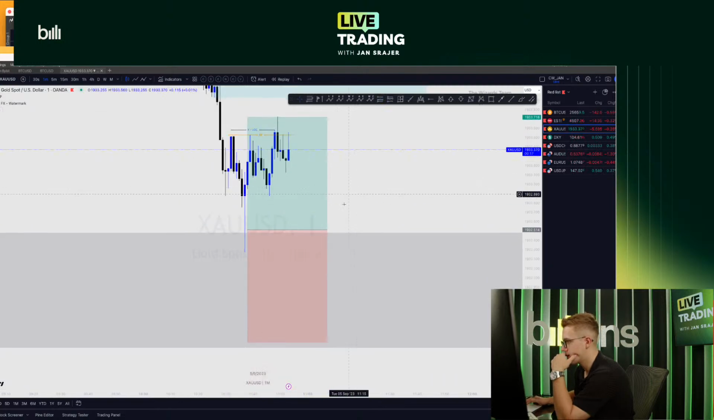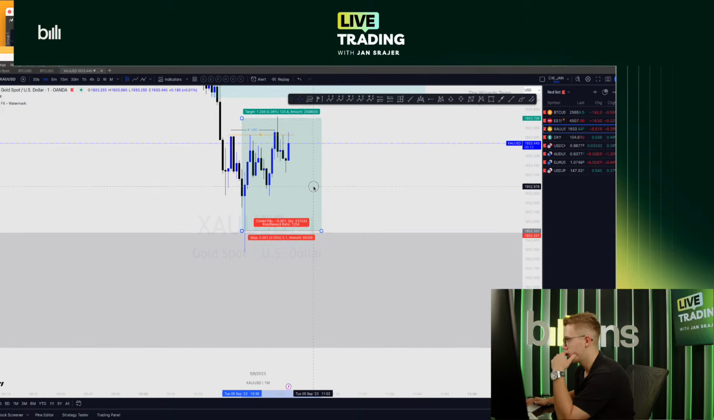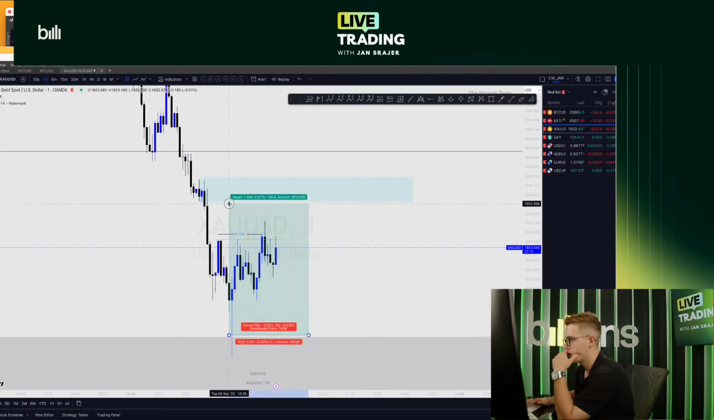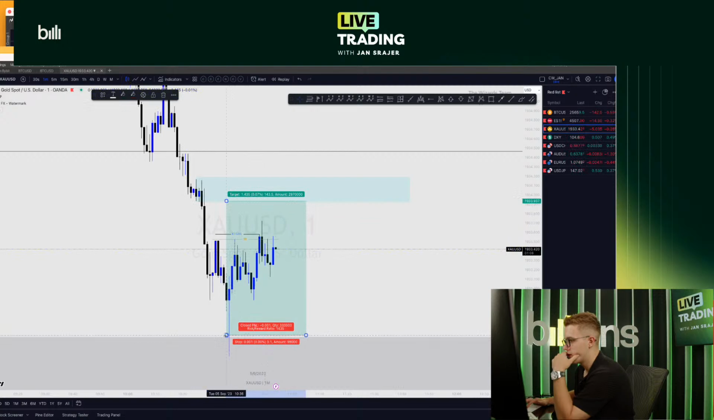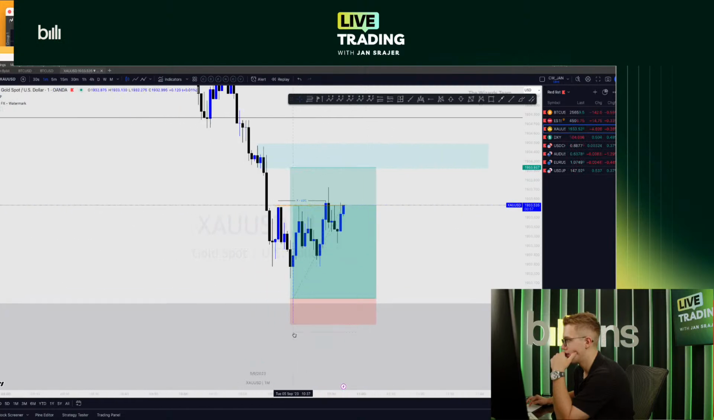So my entry, just to let you know, this is the trade that we are looking for at the moment. The risk to reward on this trade was approximately 5R. So 5R trade, not bad at all.